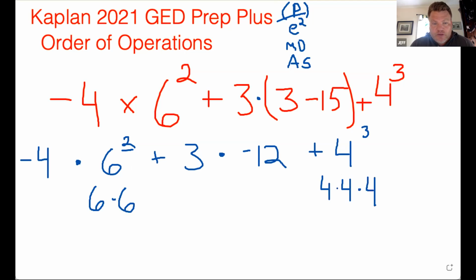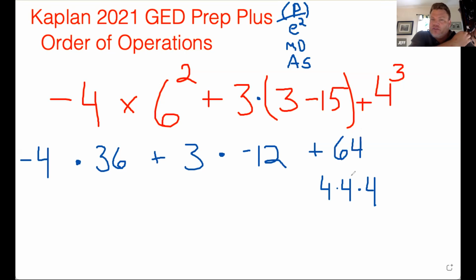So now I'm going to erase these to save a little bit of space and put the answer above. 6 times 6 is 36. So I can get rid of that. 4 times 4 times 4, calculator tells me, is 64. Because 4 times 4 is 16, times another 4 is 64.